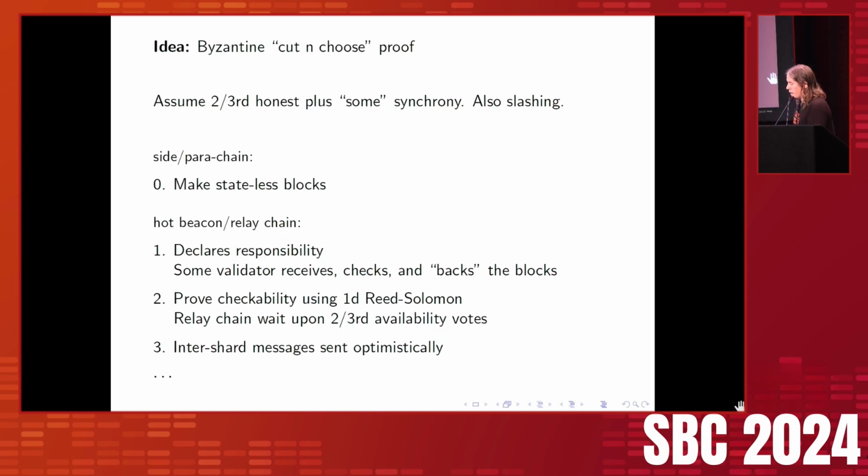All right, so let's talk about actually the protocol that we use. You can think of it as a kind of cut and choose protocol, but under Byzantine assumptions. So we're assuming 2/3 honest, plus we'll be assuming synchrony in one place that I'll get to, and also this soundness slashing. So the parachain makes these stateless blocks, and it passes it to this relay chain, which you can think of as like the beacon chain on Ethereum.